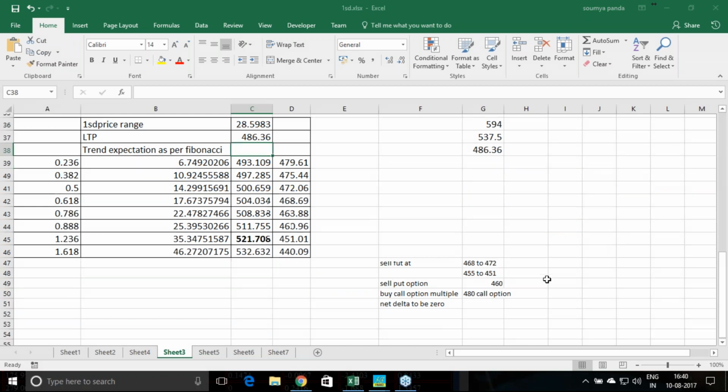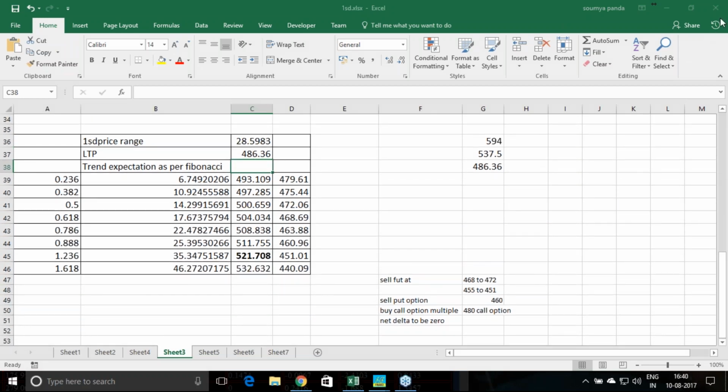So now we can form a very good option strategy using this information. As per the information available with us, we can sell a future in the range between 497 and 475. This is the range in which you can sell the future.